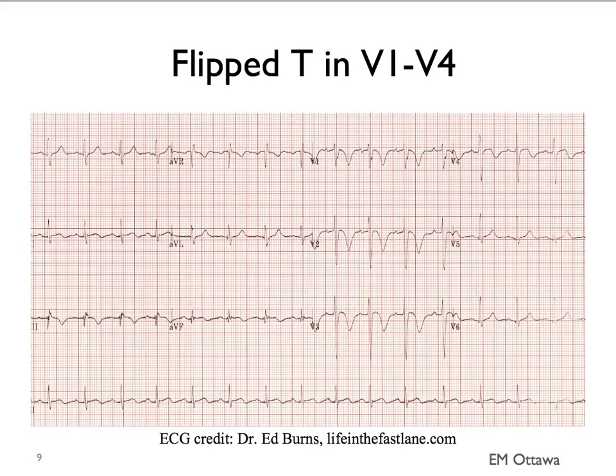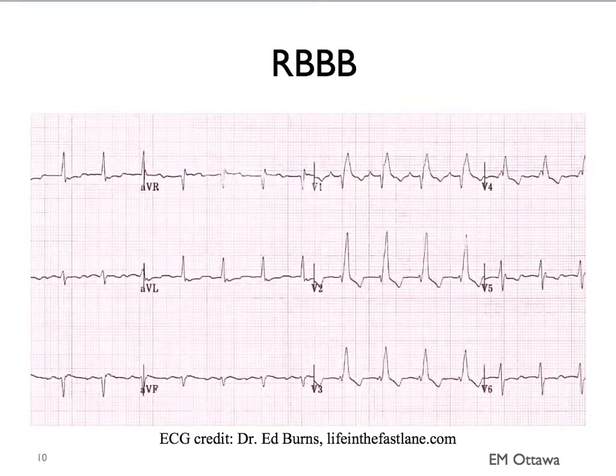Sometimes in leads V1 to V4, you can see flipped T waves, like the ones shown here. They can happen in about a third of patients with PE. We sometimes can see a right bundle branch block in patients with PE. This occurs in about 20% of patients.